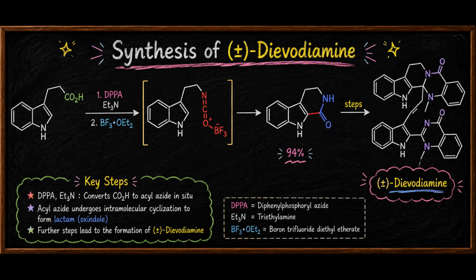Finally, through subsequent transformations, the complex natural product (+)-diazonamide is obtained. Overall, this synthesis demonstrates how Curtius rearrangement can be strategically used not only for functional group transformation, but also for constructing cyclic frameworks in a highly efficient manner.